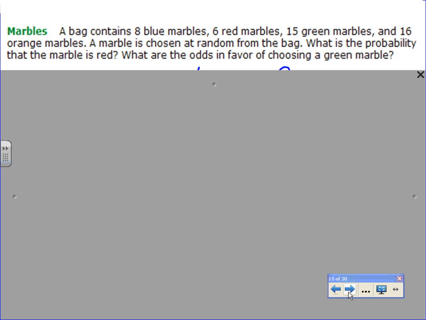Awesome job, you can erase. Joseph, make sure you simplify on the test Monday, but very good. Gio, great job. Make sure you simplify on Monday. Awesome. No, it's not. 6 over 45 needs to be simplified. 3 goes into each of those. Good job. Great job. Yeah, that's the second part. What are the odds in favor of choosing green?